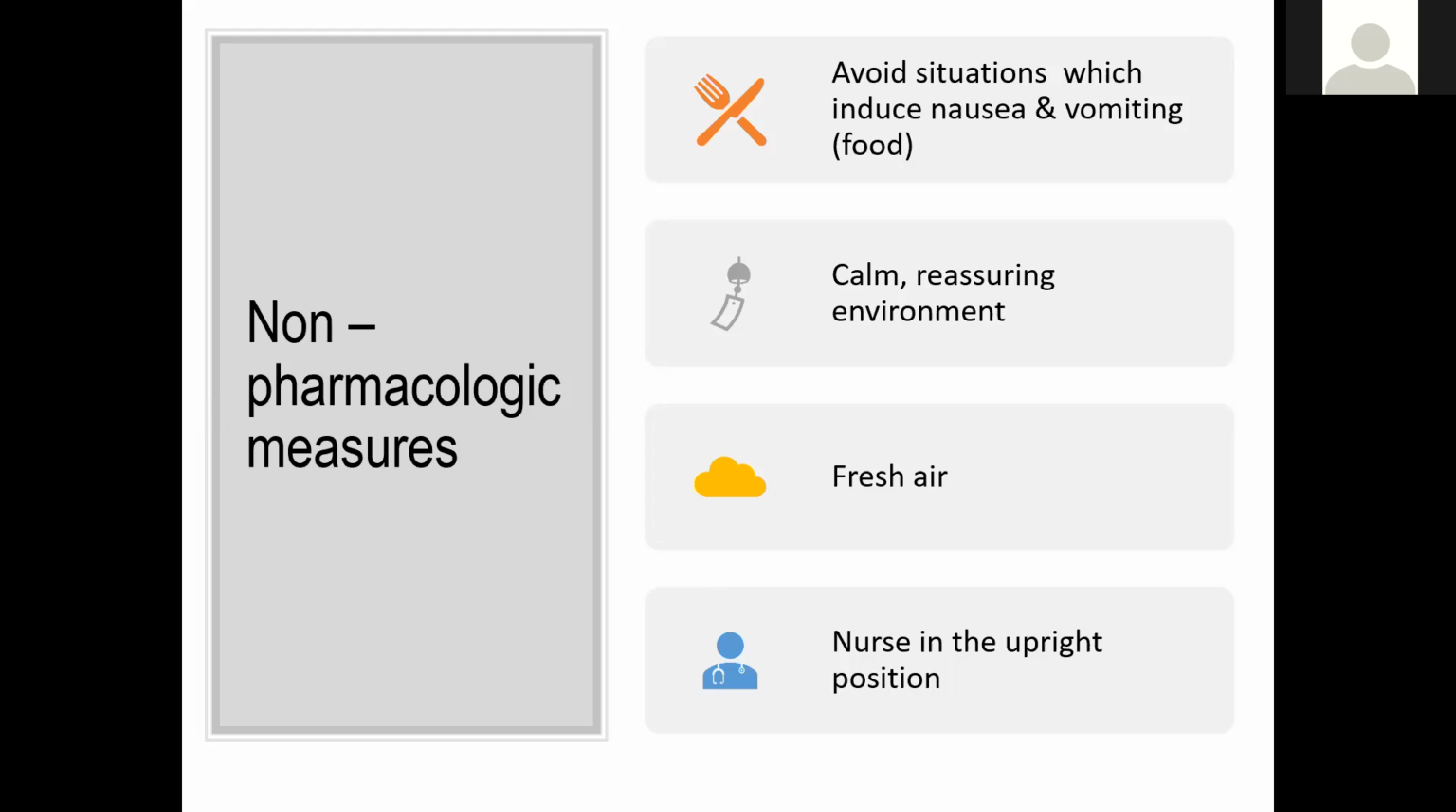Suppose the patient is having a colostomy or a wound over the body, and the wound is very foul smelling, then that itself will be a reason for nausea and vomiting. So just look at the environment, if possible, keep it clean, and make the patient lie down so that they get some good fresh air.